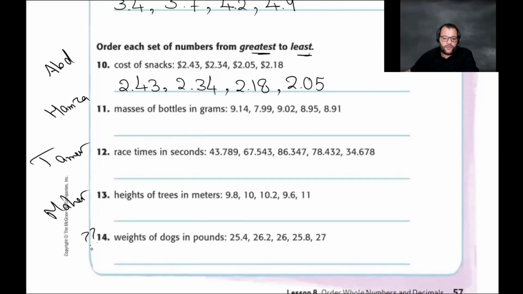I need someone to solve question number 14. I didn't write any name. But which one? Question number 11. I wrote your name here.